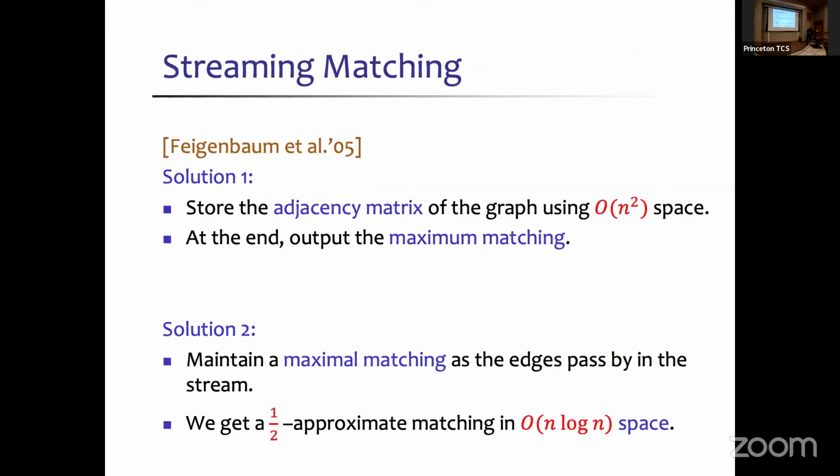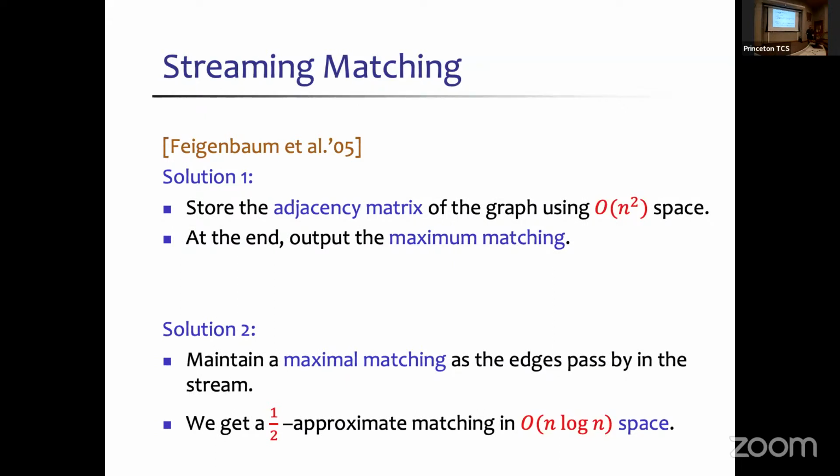The formal study of this problem started almost 20 years ago in the work of Feigenbaum and others. They pointed out two very simple solutions to this problem. The first one is you can, of course, store the adjacency matrix of the entire graph, and then compute at the end the maximum matching exactly. This would take order n square bits of space. The second one is you could maintain a maximal matching, which is going to give you a half approximation to the problem. And this will only take order n log n bits of space, because all you need is to store your current maximal matching.